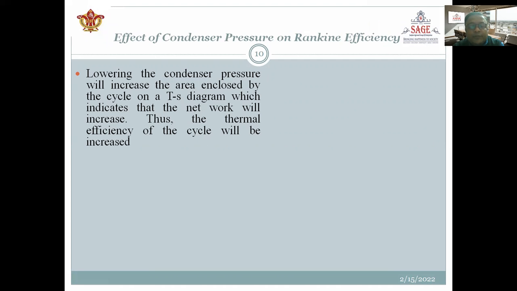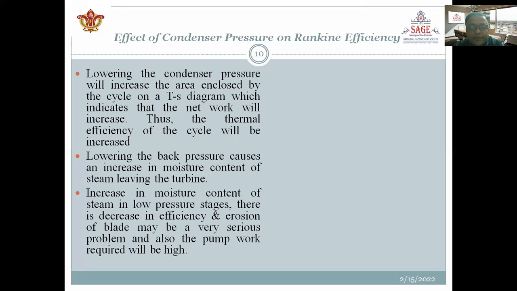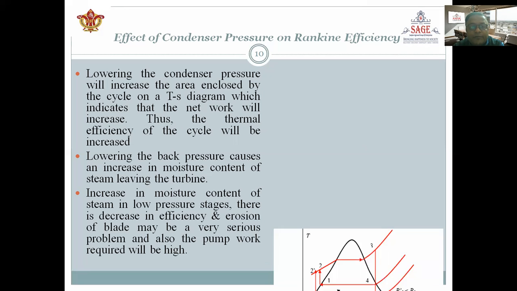Lowering the condenser pressure will increase the area enclosed by the cycle on a TS diagram, which is depicted here, which indicates that the net work will be increased. Thus, the thermal efficiency of the cycle will be increased. Lowering the back pressure causes an increase in the moisture content of the steam leaving the turbine. With the increase in the moisture content of the steam in the low pressure stages, there is a decrease in efficiency and the erosion of the blades may be a very serious problem. And also the pump work required will be high.